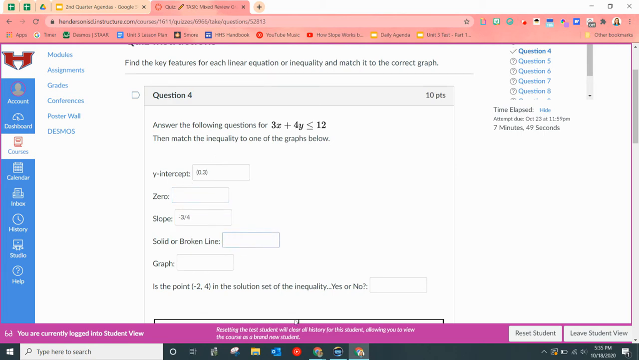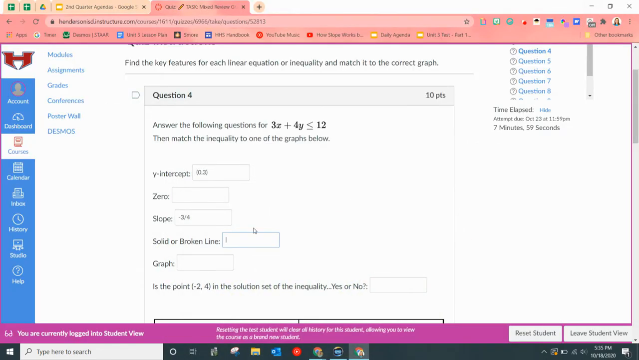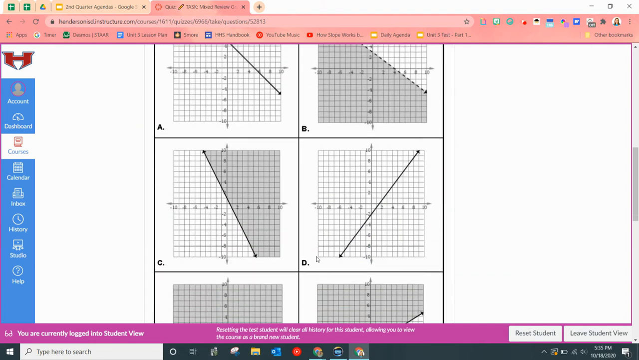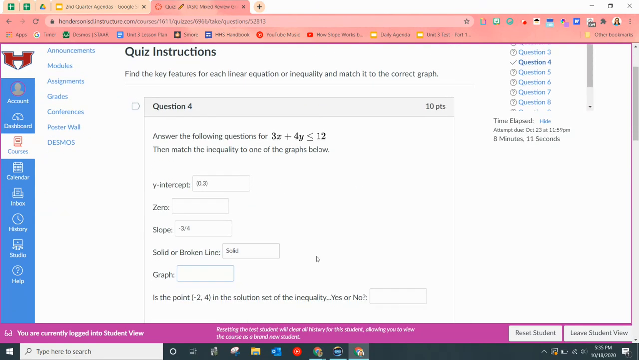Okay, now we can also look and say, is it going to be a solid or a broken line? Well, my symbol has a line under it, right? So since my symbol has a line under it, it must be a solid line. Now we're asked to find the graph, which we're going to get from down here. We're going to match it with one of these graphs down here, which we might be able to do knowing that it has a y-intercept of 0, 3 and a slope of negative 3/4. So we're going to use these pieces. Then if we find the graph, we can hopefully find the 0 from our graph.